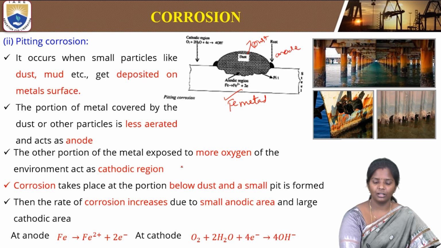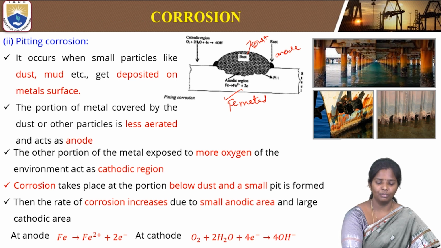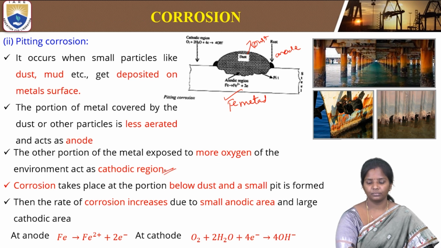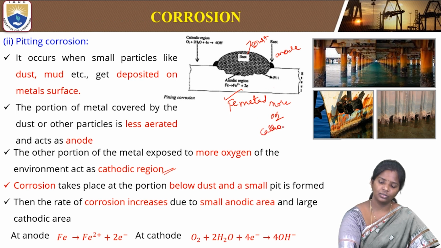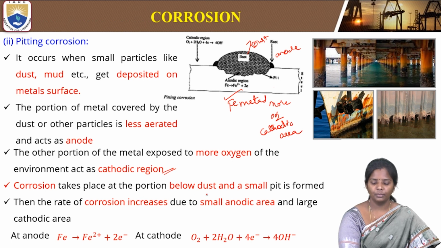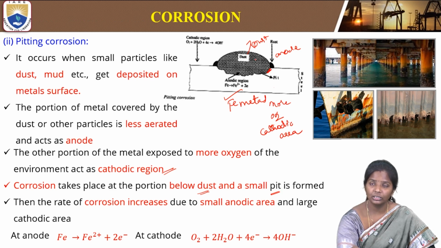The other portion of metal exposed to more oxygen of the environment acts as cathodic region. So this metal is exposed to more oxygen and forms cathodic area. Corrosion takes place at the portion below the dust and a small pit is formed. The corrosion occurs below these dust particles, forming a pit. A hole-like thing is forming. It is not a complete hole, it is forming a pit due to corrosion.